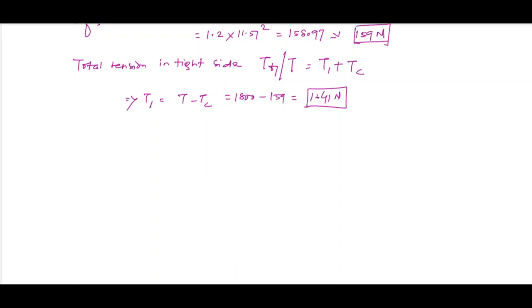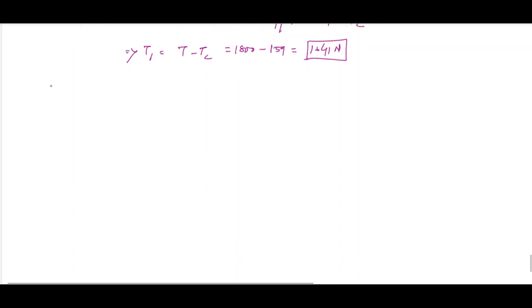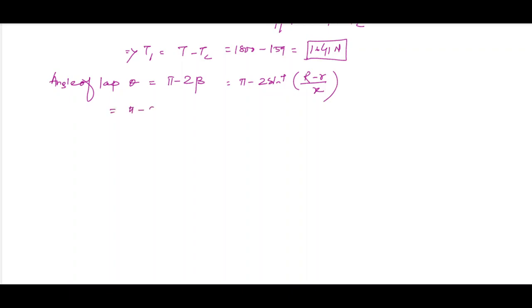Okay, now theta, considering open belt drive, angle of lap theta will be pi minus 2 beta. So this will be pi minus 2 sine inverse of R minus r by x. Okay, so pi minus 2 sine inverse of 500 minus 200 divided by 3500. It is 2.97 radian.